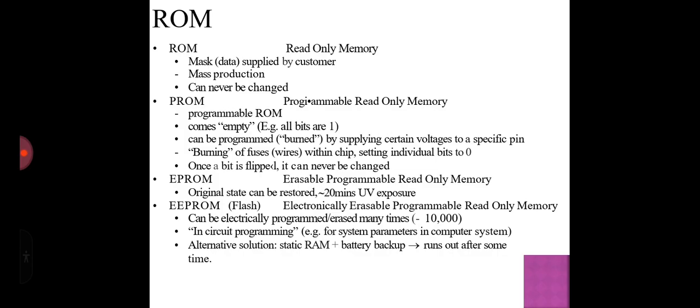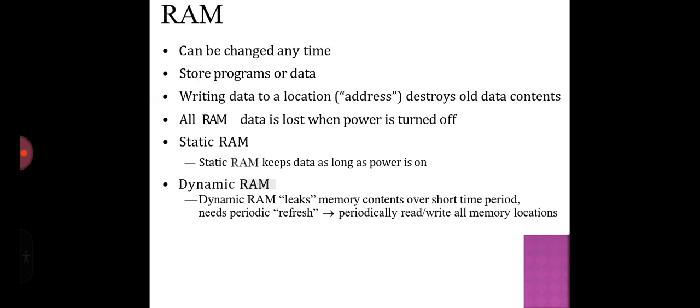Next one is the ROM. The abbreviation of ROM is read-only memory, PROM is programmable read-only memory, EPROM is erasable programmable read-only memory, and EEPROM is electrically erasable programmable read-only memory. RAM. RAM can be changed anytime. It can store program or data, by writing data to a location. All RAM data is lost when power is turned off. This is all about RAM, and I am aware of two types: static RAM and dynamic RAM.